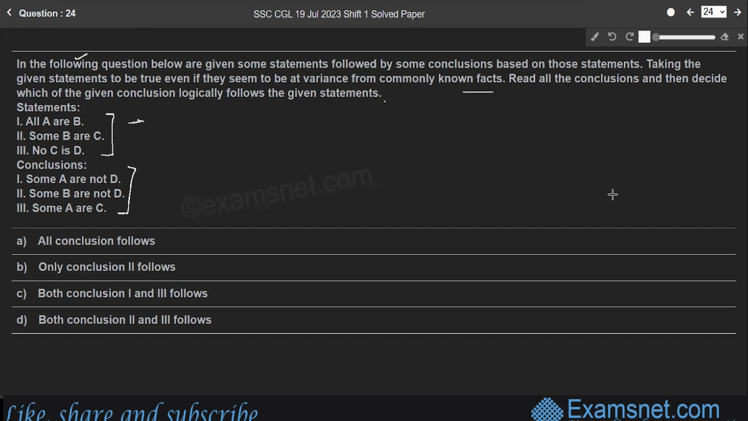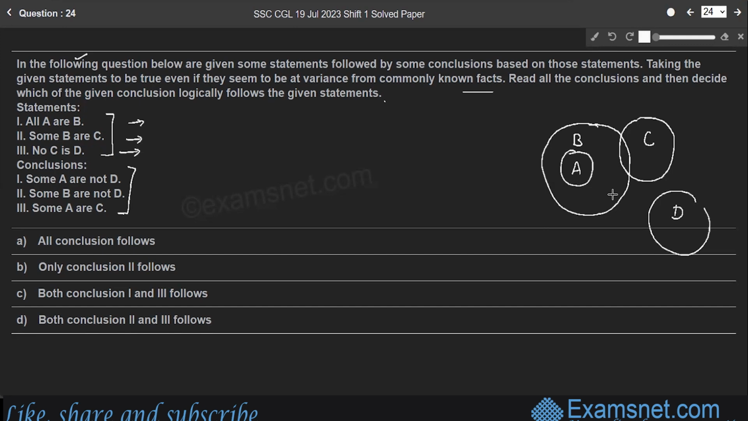So we'll consider the statements. All A are B, right? So we'll consider set of A first. All A are B means set of A is completely included in set of B, right? Hence the statement. Next one, some B are C. Some portion of B is a portion of C also. Therefore, some B are C. Right? No C is D. Right? So there is a set D which is excluded from C. Therefore, strictly no C is D. There is no relation between C and D.